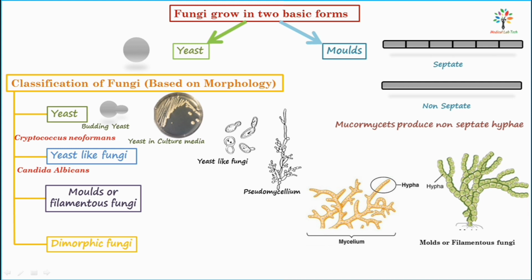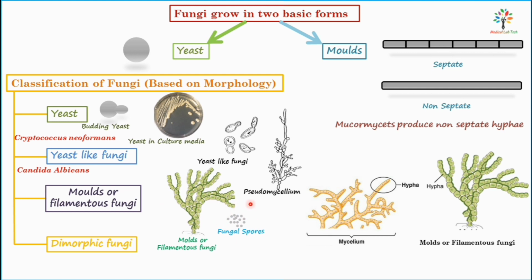Molds or filamentous fungi form true mycelia or true hyphae and reproduce by the formation of different spores. Hyphae are delicate structures which can be easily destroyed by harsh environmental conditions like heat and cold. But the spores are resistant to harsh environmental conditions like heat and cold, and can survive well. Examples of molds are Aspergillus, Mucor, Rhizopus and Absidia.